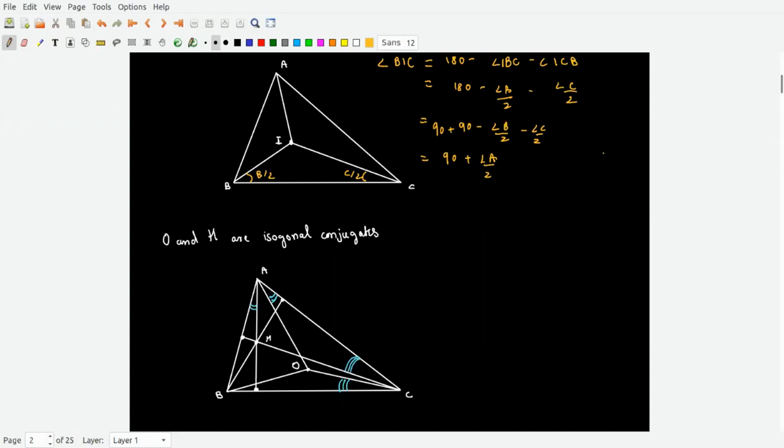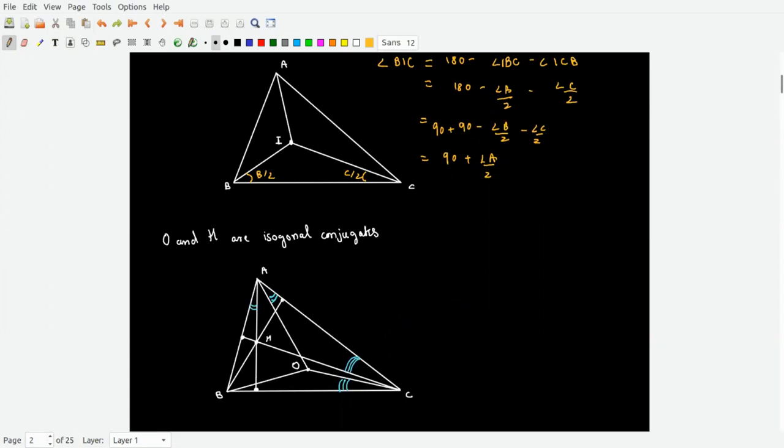So what are isogonal conjugates? P and Q are isogonal conjugates if, how do I put it, it's hard to say. I'll just draw this diagram. If this is P and this is Q, then this angle is equal to this angle, this angle is equal to this angle, and this angle is equal to this angle. So you have to show that O and H are isogonal conjugates.